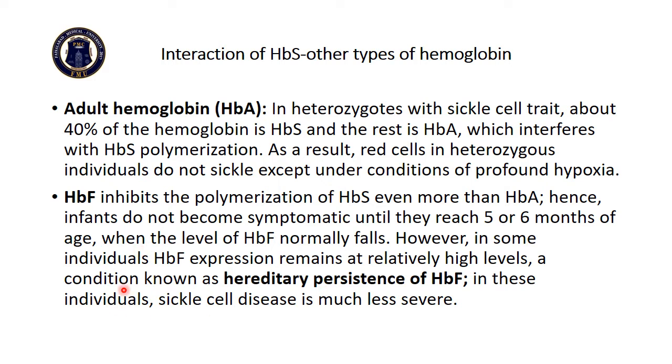However, in some individuals, the fetal hemoglobin persists even after 5 to 6 months of age. This condition is known as hereditary persistence of hemoglobin F. In these individuals, sickle cell disease is much less severe.